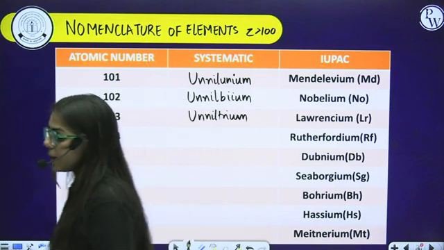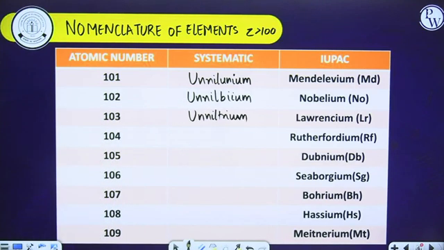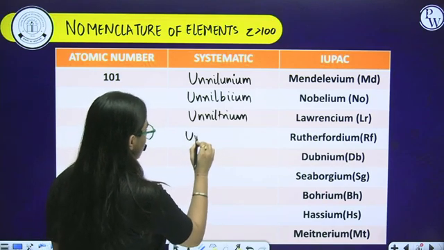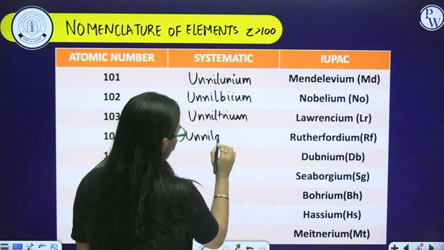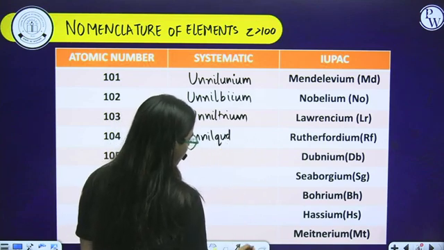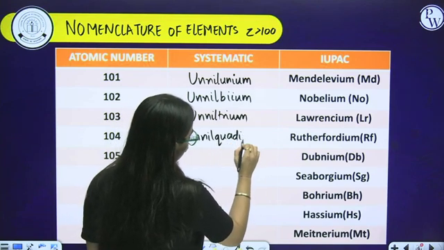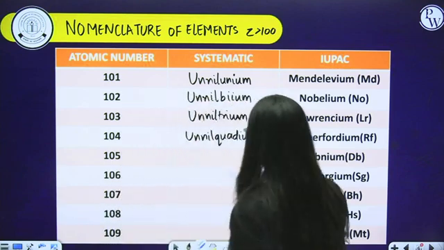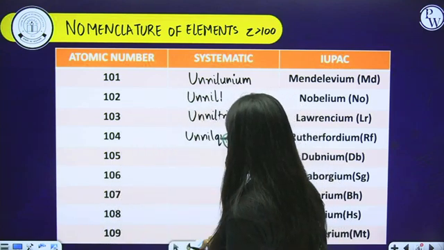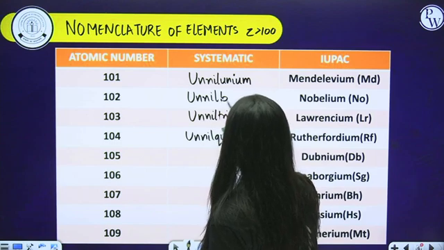Everybody write for 104, 105. I'm waiting for 2 more minutes and then we are going to cross check whether you have written right or wrong. Let us see for 104. It is going to be un, nil, quad. For 4 we use quad, ium. And one more thing, students, please correct it over here. Here double I won't come, only single I will come. So it is bium.